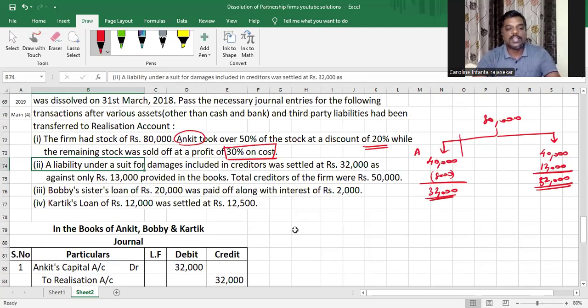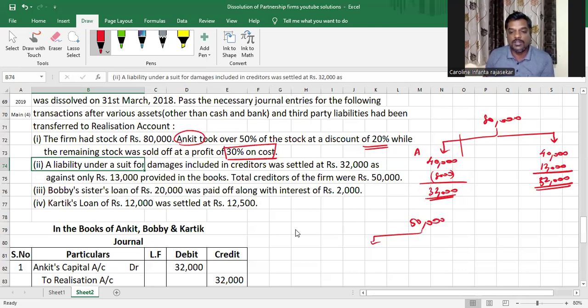Understood? Second one: a liability under suit for damages included in creditors was settled at 32,000 as against only 13,000 provided in the books. Total creditors of the firm were 50,000. Again, it's a case where they are giving a lot of numbers and trying to confuse you. You don't have to get confused. What has actually happened? We have settled creditors. That's all. So the total creditors here is 50,000.